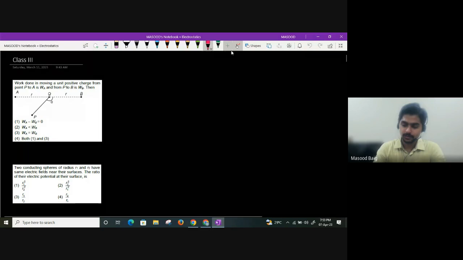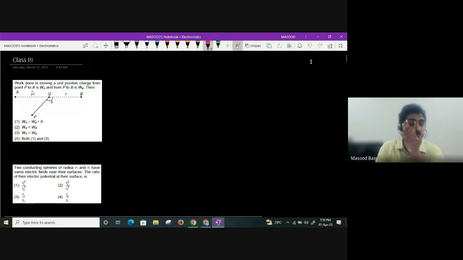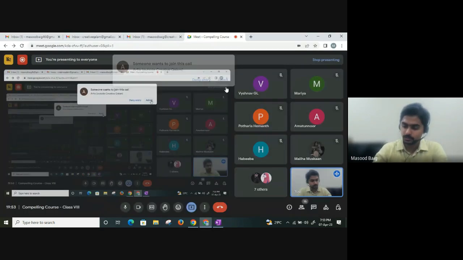What they have given in this situation is the work done in moving a unit positive charge from point P to A is WA, and from P to B is WB. So are we moving it under the influence of one of the charges? We are. Initially it is at P, moved from P to A, then again from P to B. What are they asking? They're asking which work will be more.